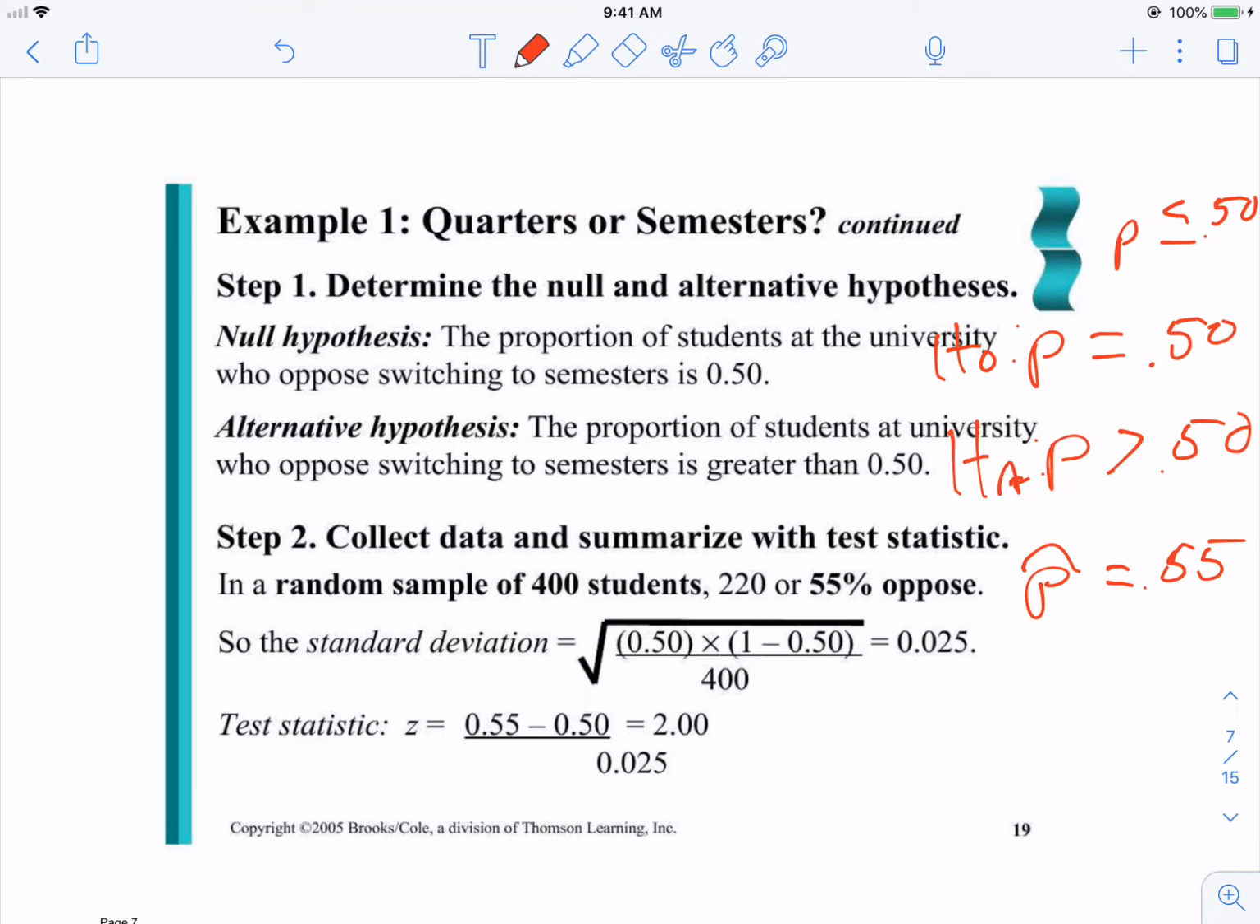Okay? So 55% are opposed to it. So for the standard deviation calculation, from our rule for sample proportions, we take our null value, our p-value, 50% times the complement, also 50%, divided by sample size, 400, take the square root, and we get this value. And that is our standard deviation measurement.